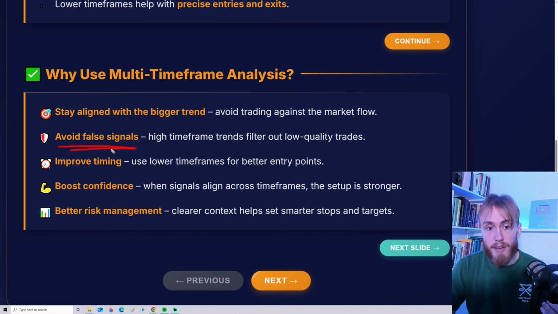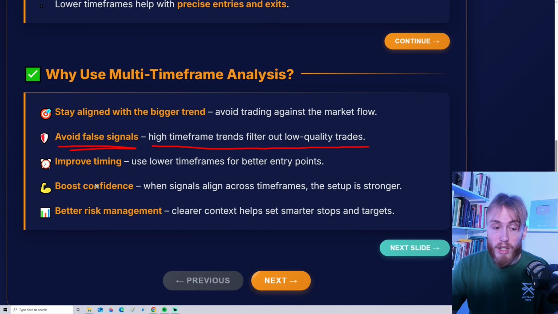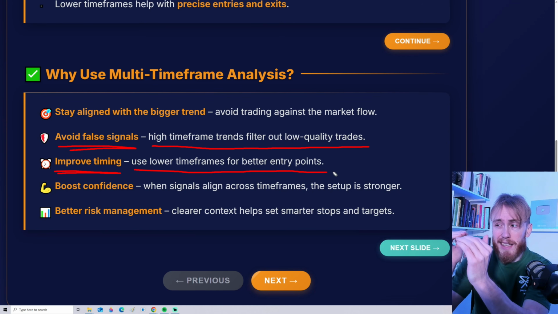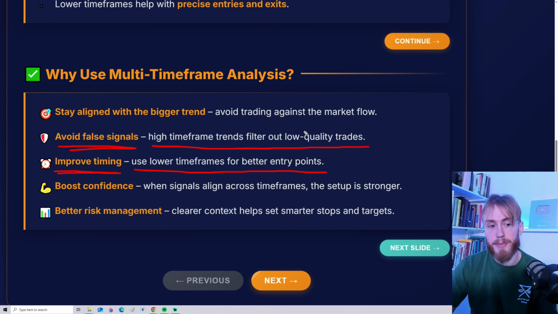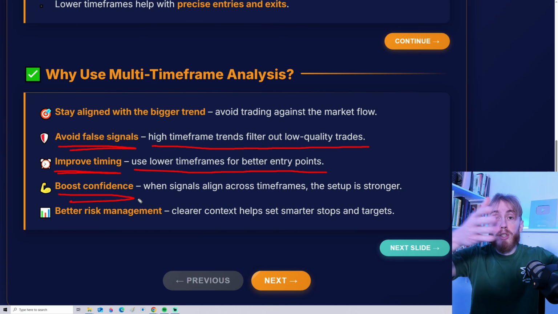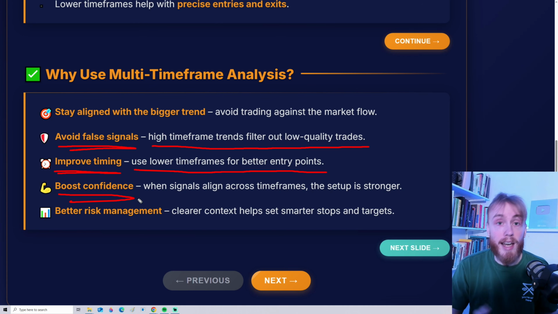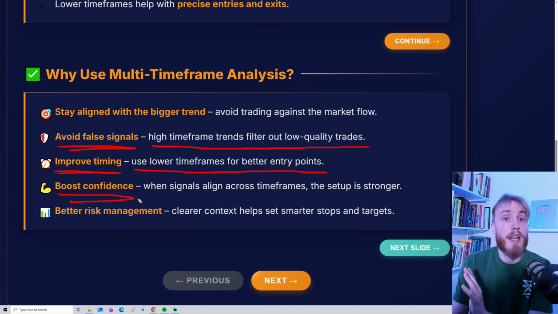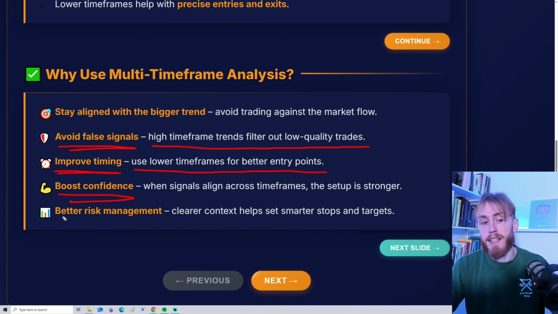It can actually help you avoid false signals because the higher time frames can help you filter out the lower quality trades. It can also improve your timing, get more precise entries, because use of lower time frames can get you more specific entry points. It can also actually boost your confidence. So when you have multiple signals aligning at the same time, or in other words, you get confirmation from multiple time frames, it can improve your confidence in the trade.